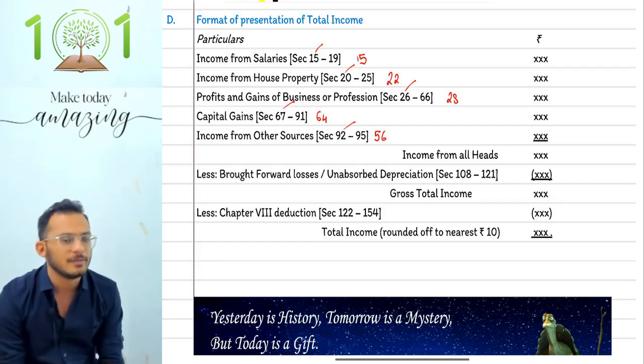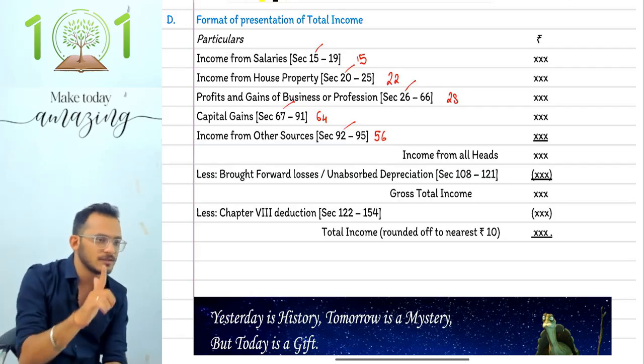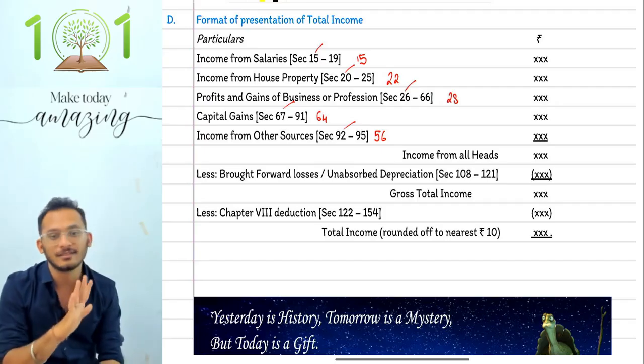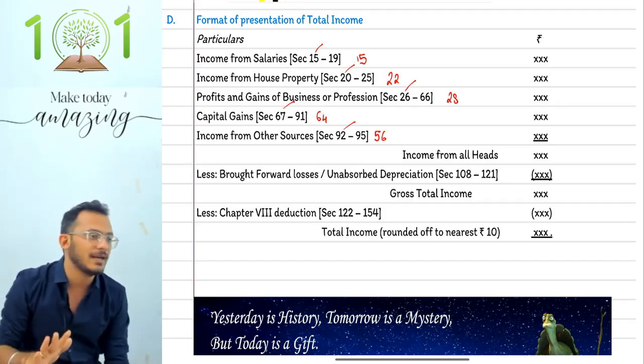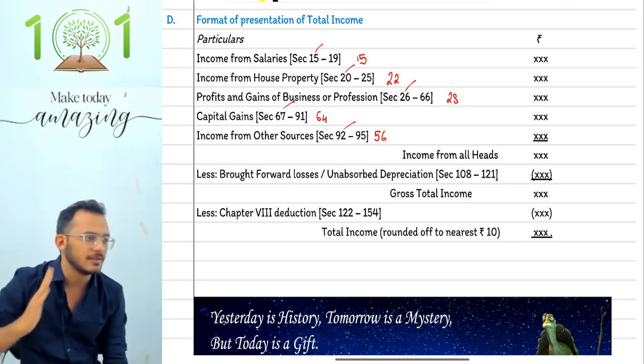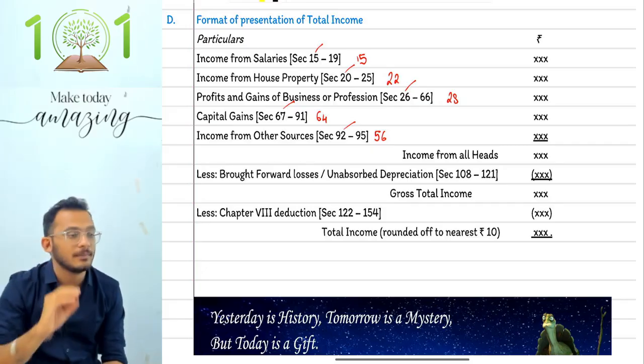Just a clarification to you people, unlike other faculties, Rahul Bhaiya only uses the word total income. In the whole income tax, there is no word called net total income. You will not find it anywhere in the Act, so I would recommend not using that word. Let's use the word total income because that's the law.